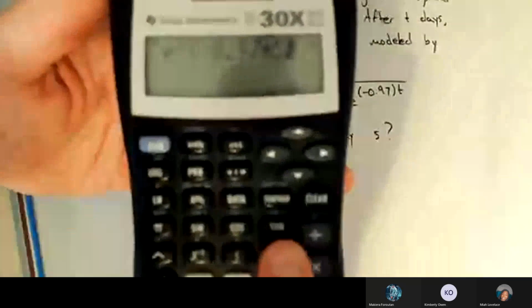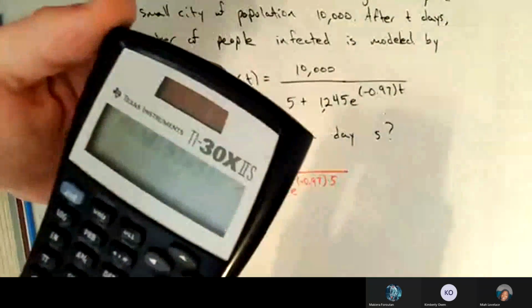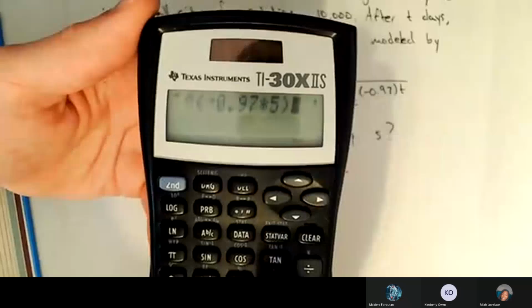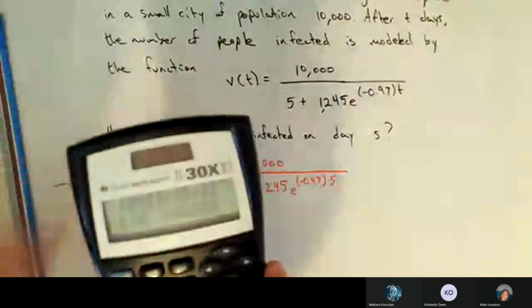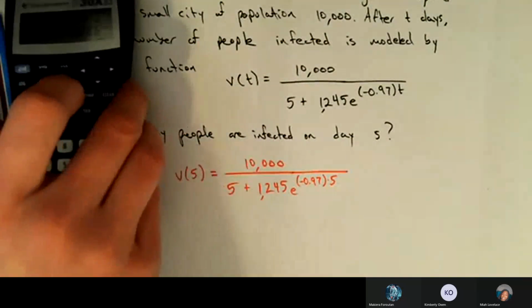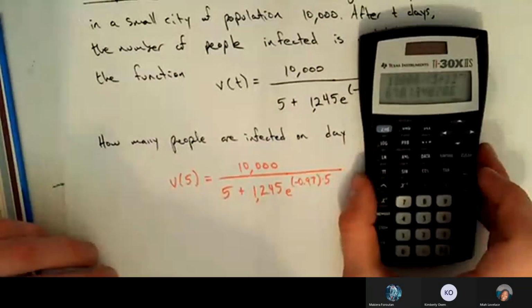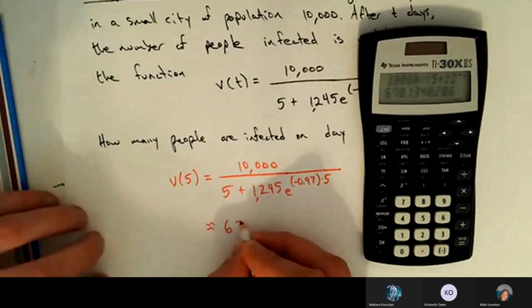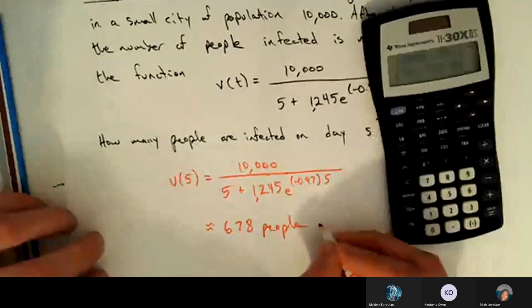And now I'm going to close that parentheses. That was closing the parentheses in my exponent. And now I'm done with my denominator, so I'm going to close the denominator parentheses, and then I hit equals. And that's it. And what do I round to? Since I'm dealing with people, I'll round to the whole number, right? So I can say approximately 678 people infected.